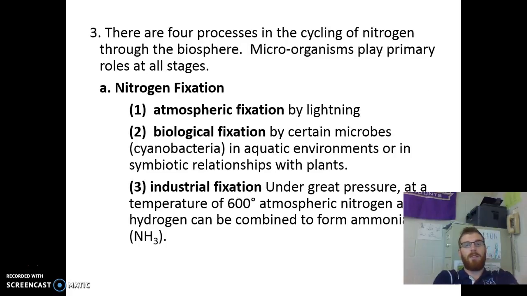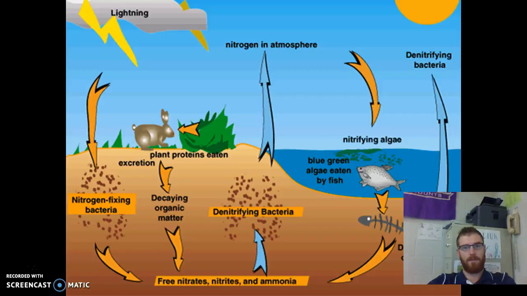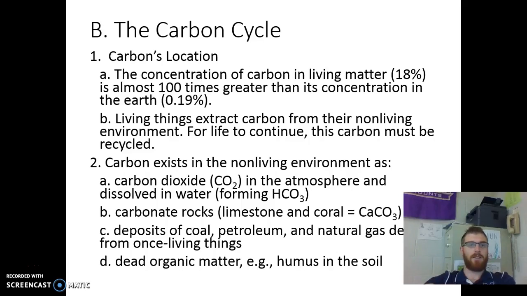There are 4 processes in cycling nitrogen through the biosphere. Microorganisms play the primary role at all stages, and you can read those here. Here's a graphic based off of that. Remember, if it's going too fast in the video, please pause it so that you can read it. The next is the carbon cycle.